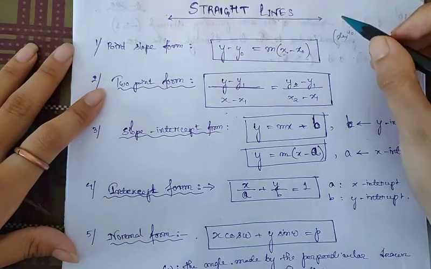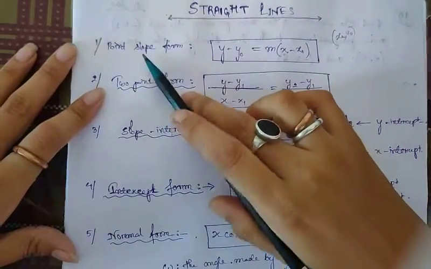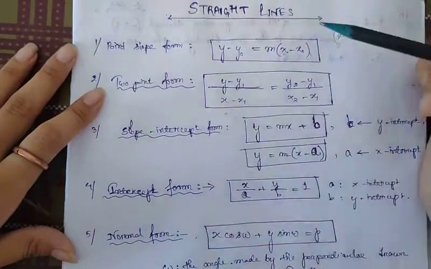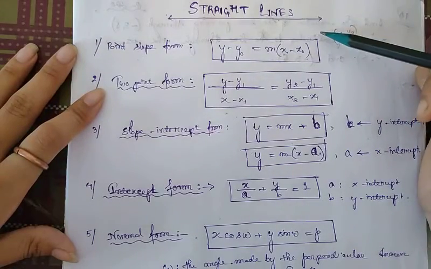Then we can find the equation of the line, which is in the point slope form. That means a slope is given and the point is given. So this is the required equation.